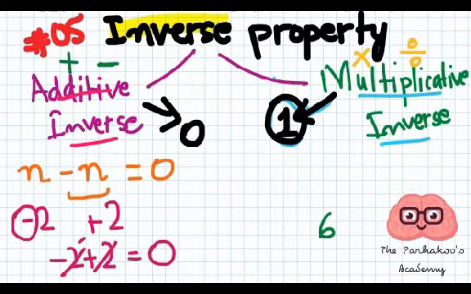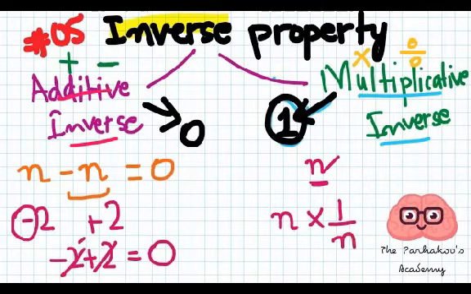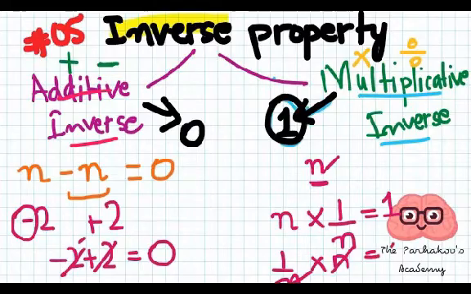So generically we can rewrite it as, if n is any general number, the multiplicative inverse would be 1 upon n, which would end up giving us 1. And if we have 1 upon n, then the multiplicative inverse would be n, and they would nullify to give us 1.